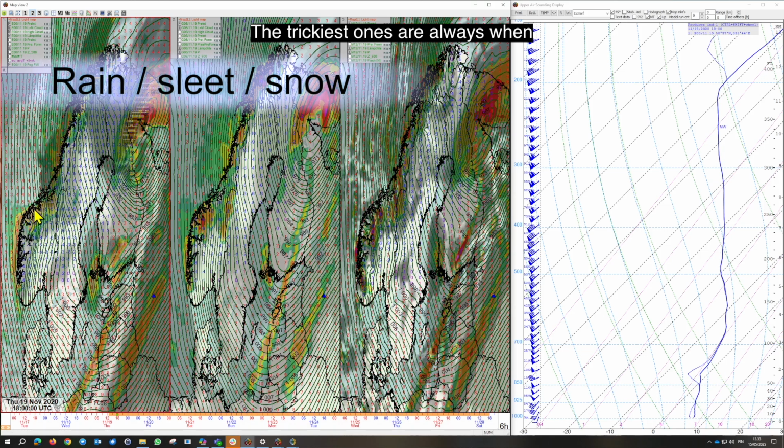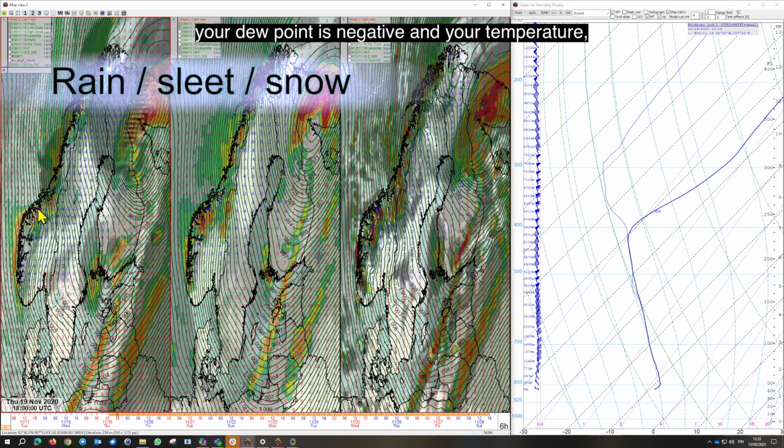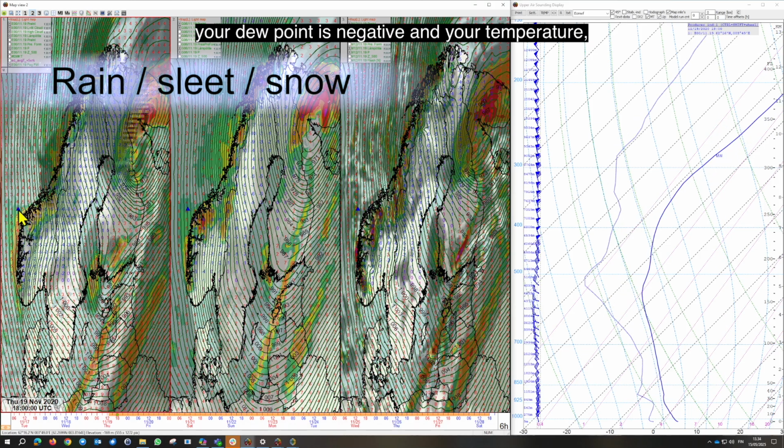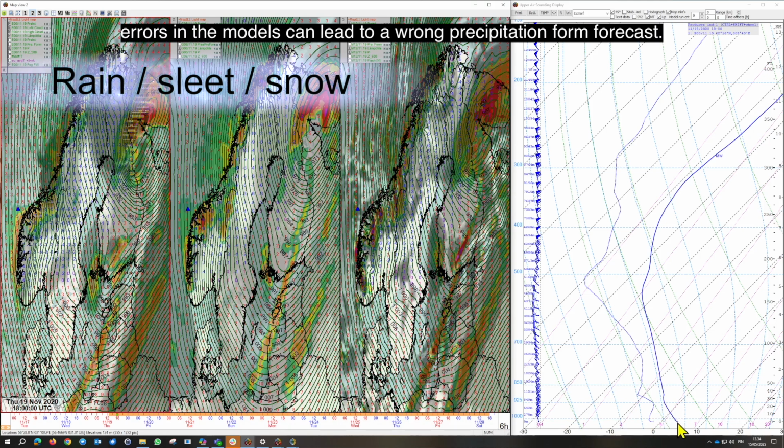The trickiest ones are always when your dew point is negative and your temperature, 2-meter temperature or 10-meter temperature, is positive. Then you have to consider whether it's going to be rain or sleet or snow, and very small changes or errors in the models can lead to a wrong precipitation form forecast.